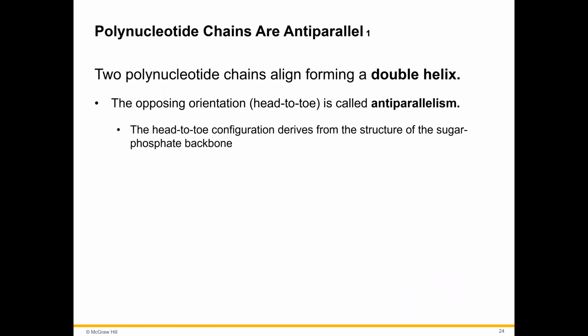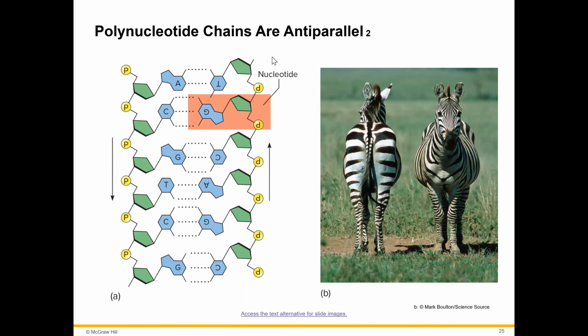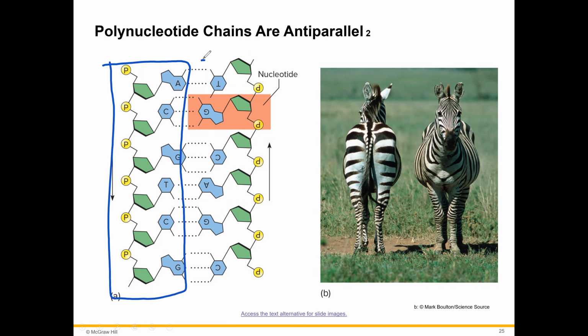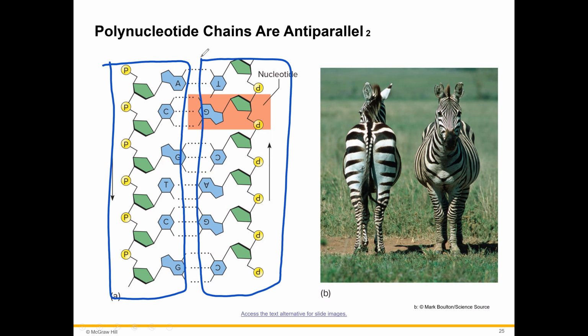2 polynucleotide chains align, forming a double helix. The opposing orientation, head to toe, is called antiparallelism. The head-to-toe configuration derives from the structure of the sugar-phosphate backbone. So don't worry if you don't understand yet. Let's look at this structure of the now double helix. Let me just draw instead of having my pens disappear. So here's one strand of DNA, and here's another strand of DNA. DNA is a double helix, so we need 2 strands.